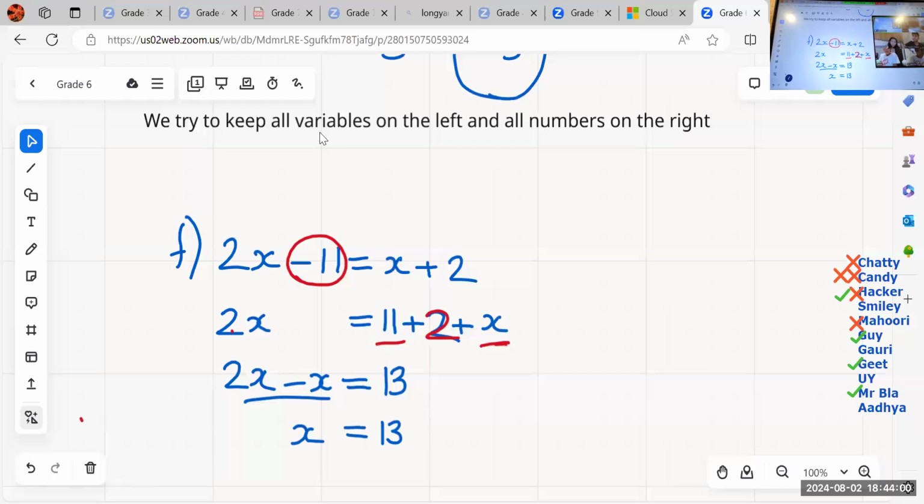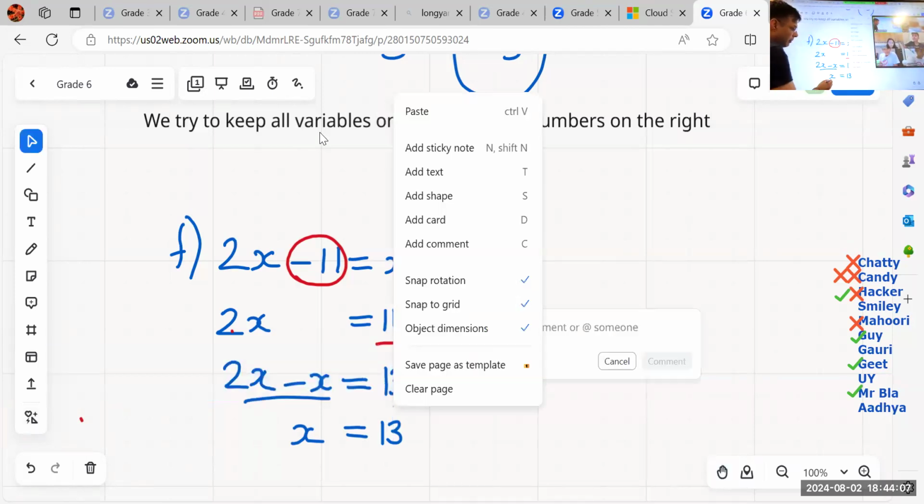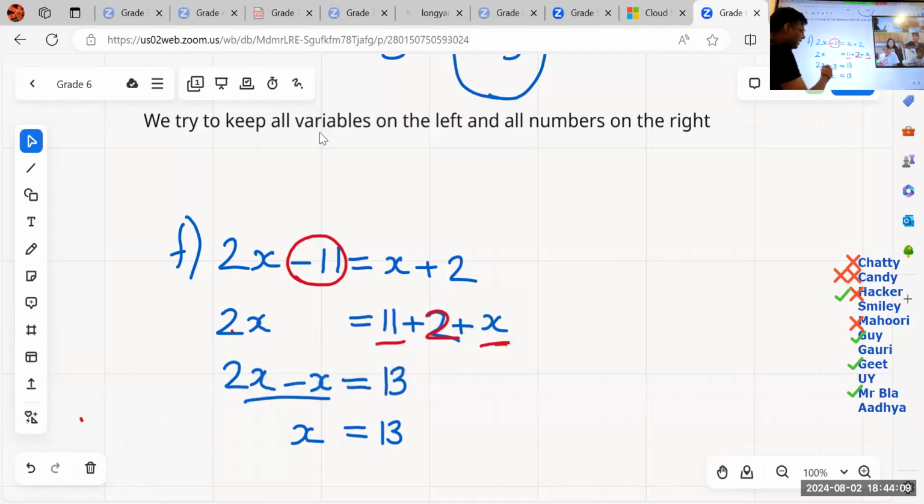Yes or no? Yes, sir. Then it becomes 11 plus 2, 13. Then the plus x, I moved it to the left hand side, it becomes minus x. 2x minus x is x, which gives me the answer as 13.